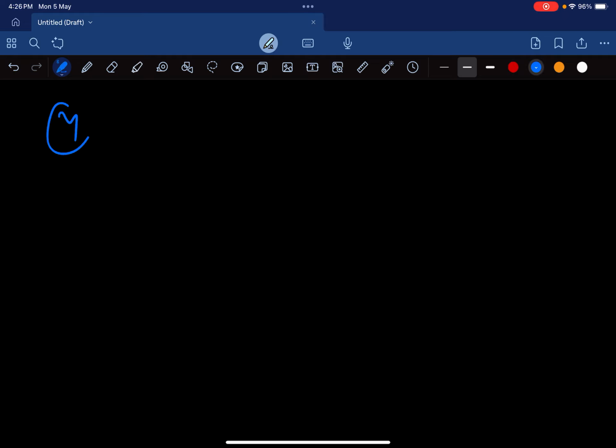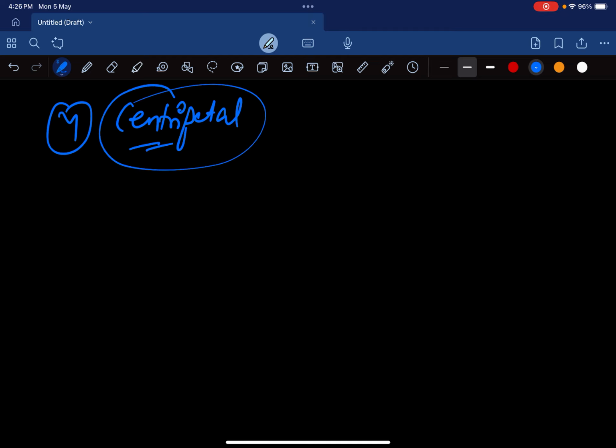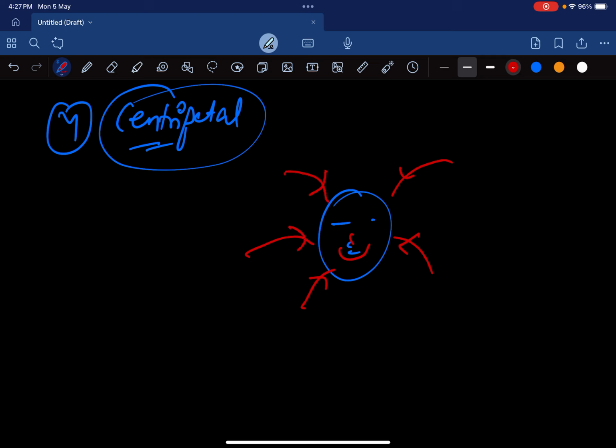The fourth one is the centripetal. It appears like the radial type, but the direction is very different. For instance, in radial it moves outwards, while in centripetal it moves inside like this, right?